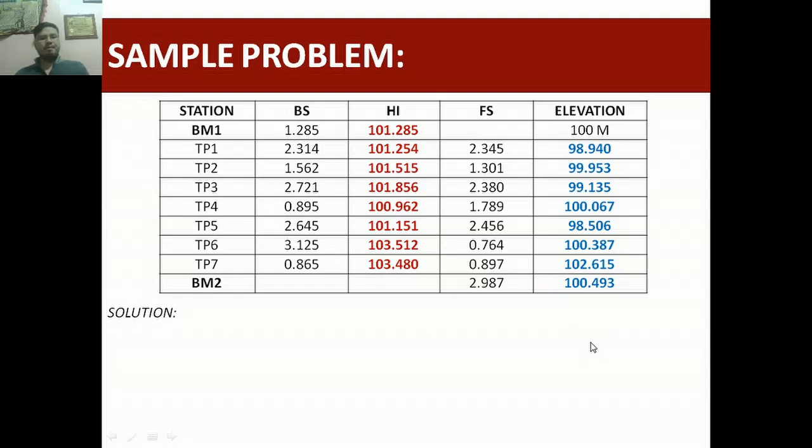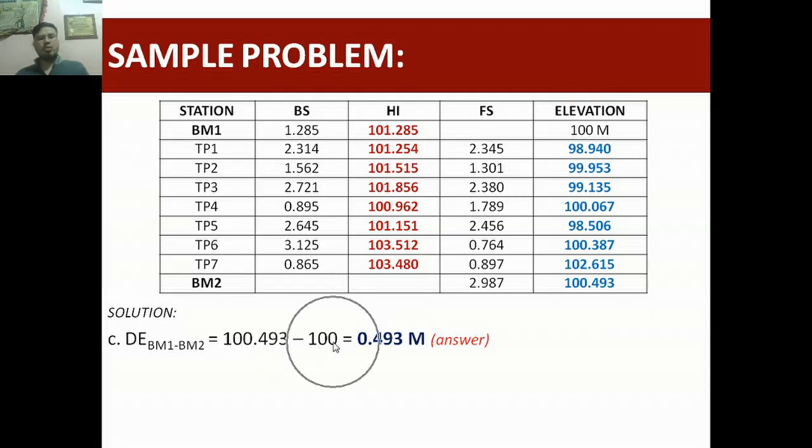Next is we have letter C. What would be the difference elevation between benchmark 1 and benchmark 2? So we have here benchmark 1, benchmark 2. Mas dako man ang benchmark 2, so bigger minus smaller lang difference. 100.493 minus 100, that gave us the answer 0.493 meters.